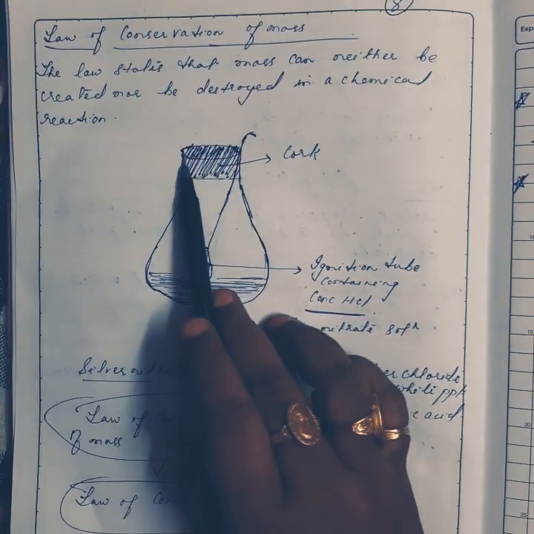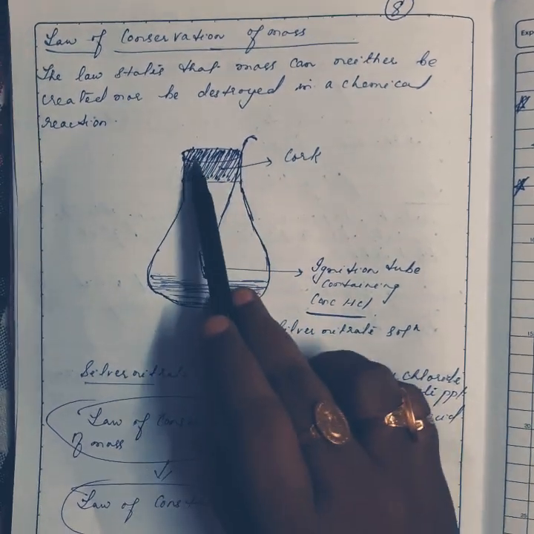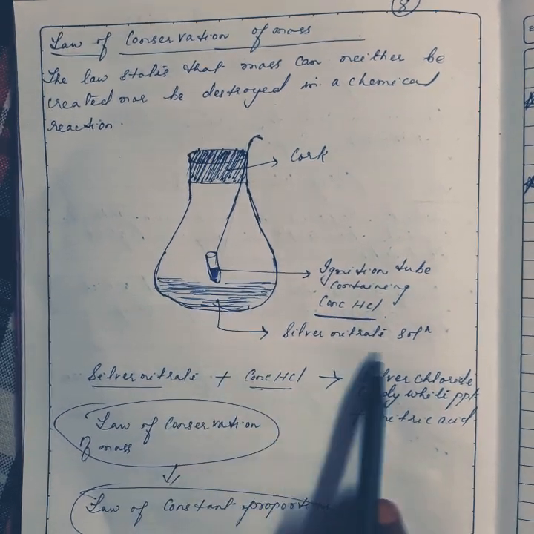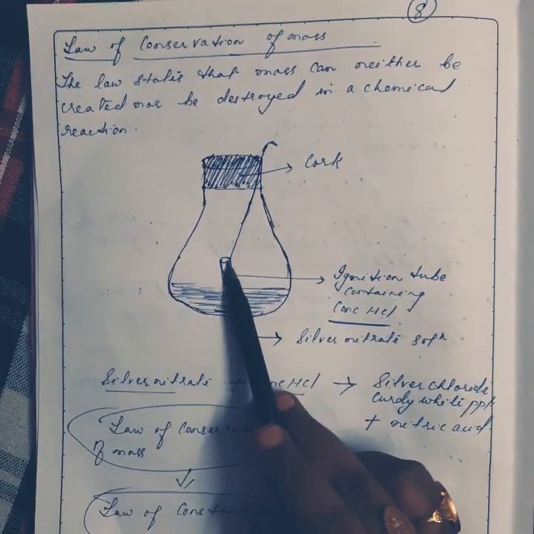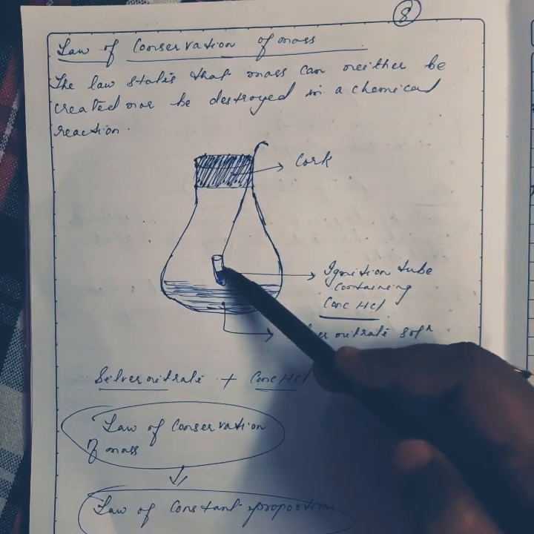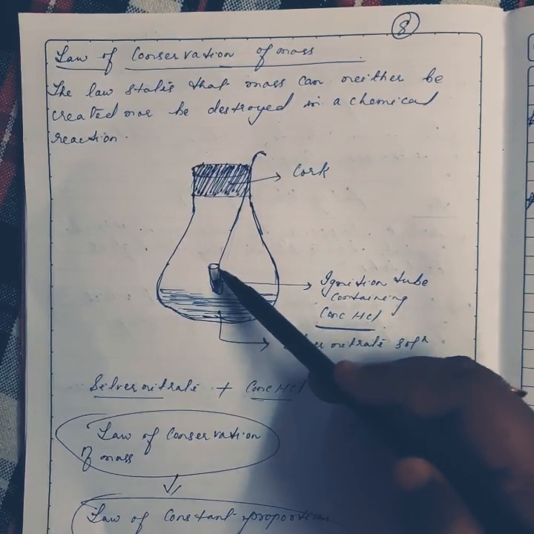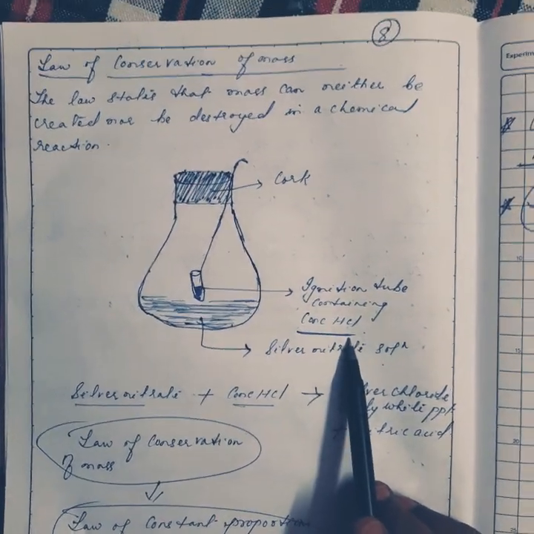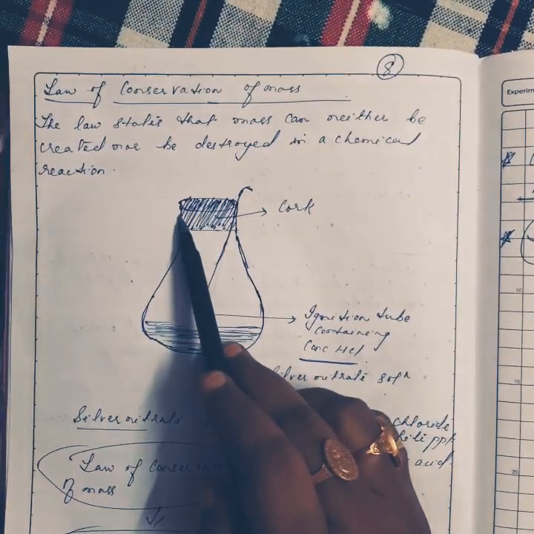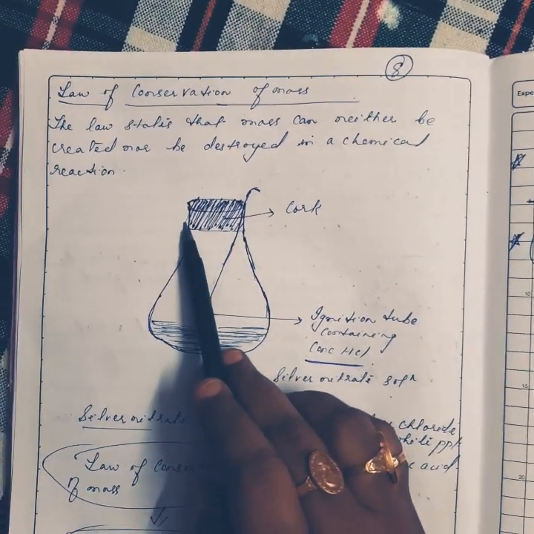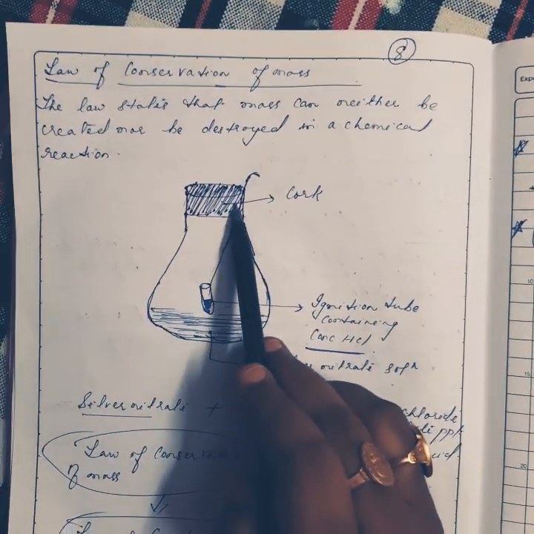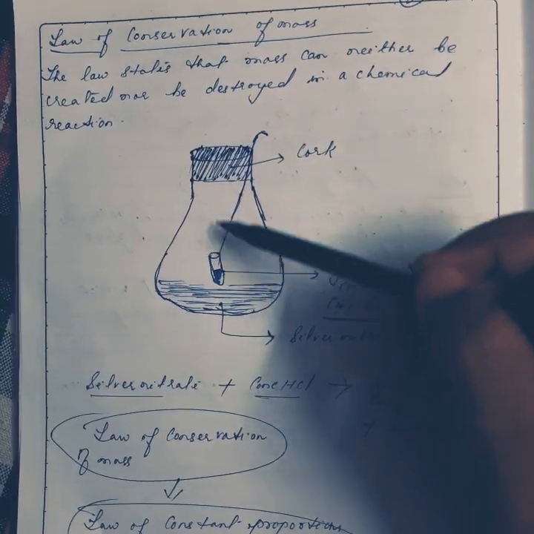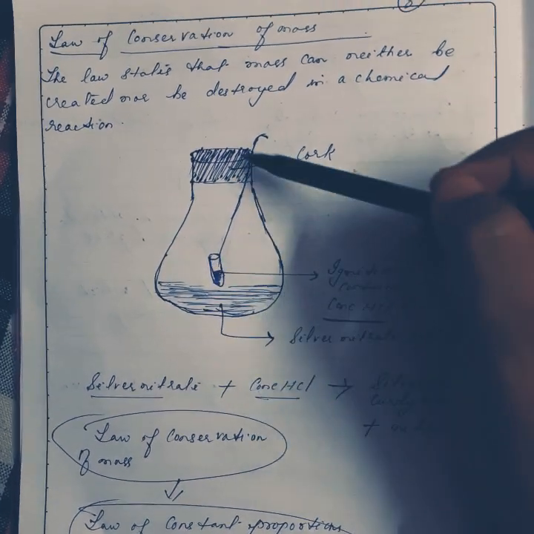Now, here is a conical flask. Inside the conical flask, you will take a chemical, silver nitrate solution, and a test tube is introduced inside the conical flask. This ignition test tube contains concentrated hydrochloric acid, and the flask is closed with the help of a cork. The cork is very helpful because the test tube is suspended inside the conical flask with the help of this cork.